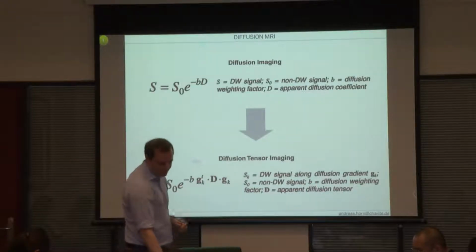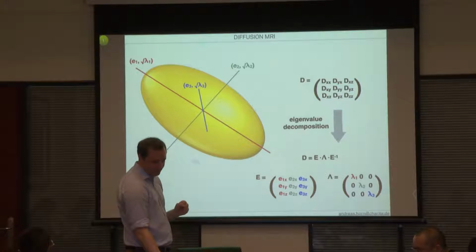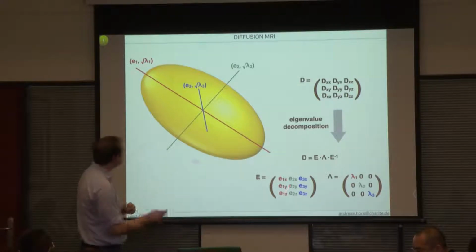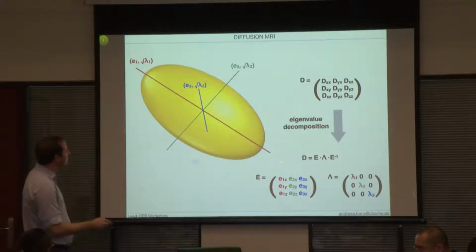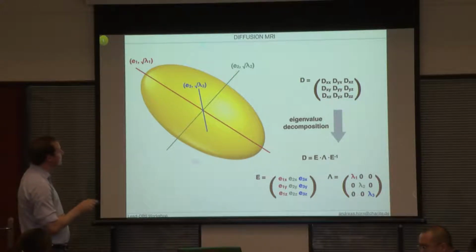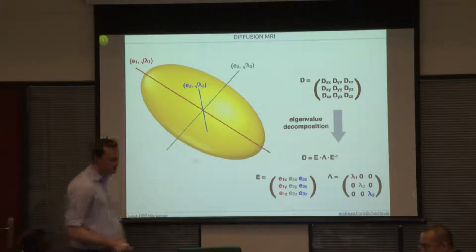And then we can go to the tensor. I skipped that, I guess, but in the end we will fit, or in ancient times we did fit, such a simple model which said there's more diffusion in this direction, a bit less in this, and less in this. Right?